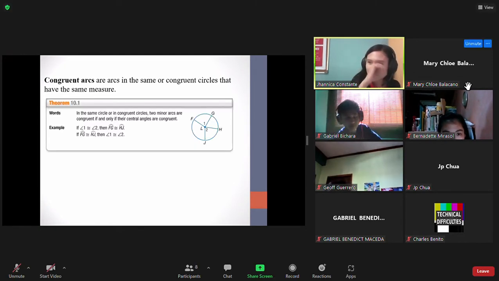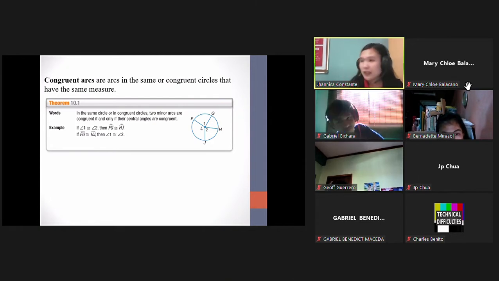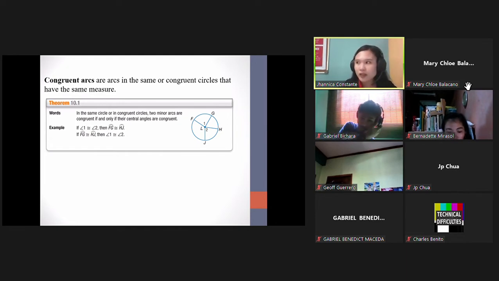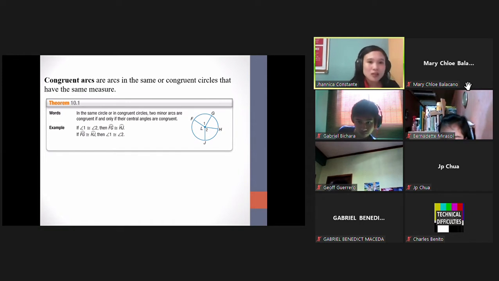For example, in the circle, angle 1 and angle 2 are our central angles from circle L. So that means arc FG and arc HJ are congruent, since the central angles that we have, which are angle 1 and angle 2, are congruent.